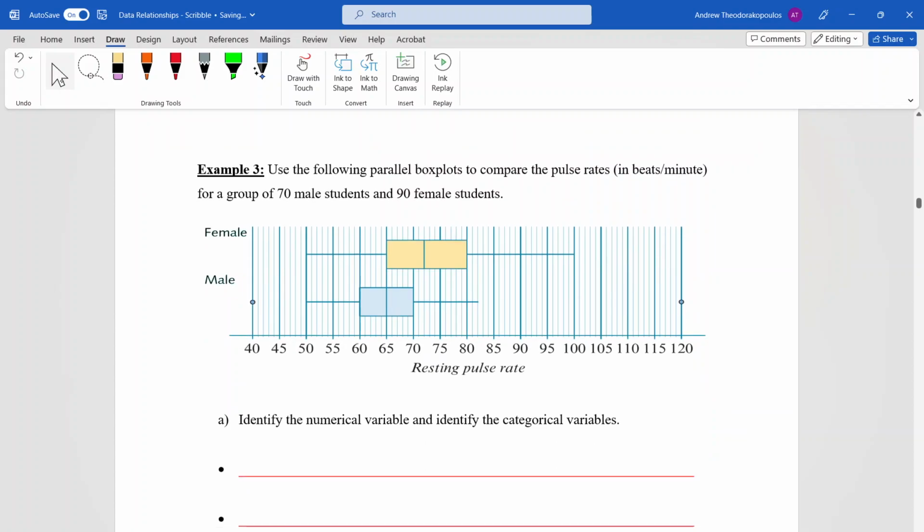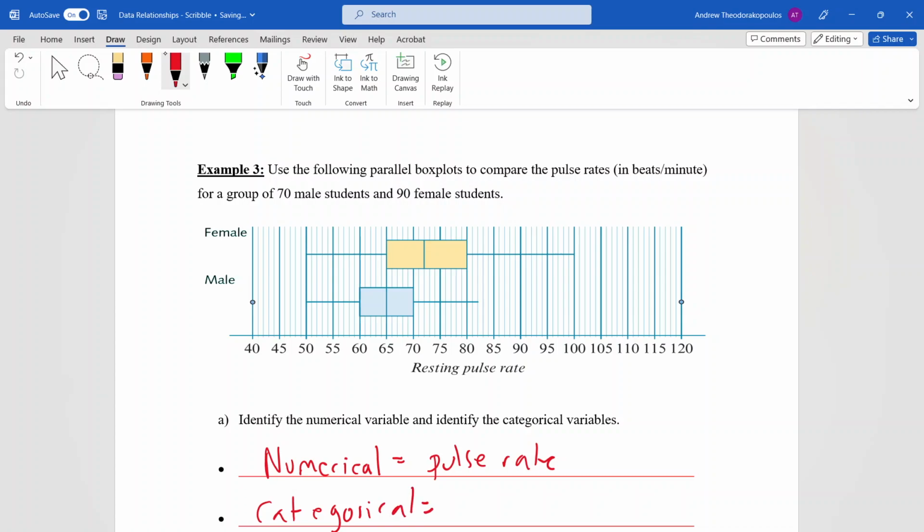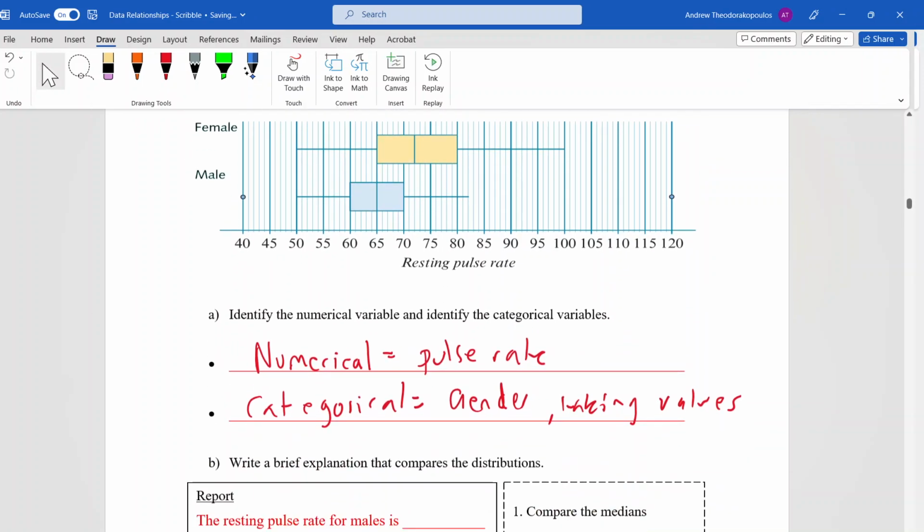Alright, now we're looking at comparing box plots. It's the same thing over and over again, just different ways of looking at it. So what is the numerical variable here? The numerical variable is the resting pulse rate, or just the pulse rate, sorry. And the categorical variable equals gender, taking values as male or female.